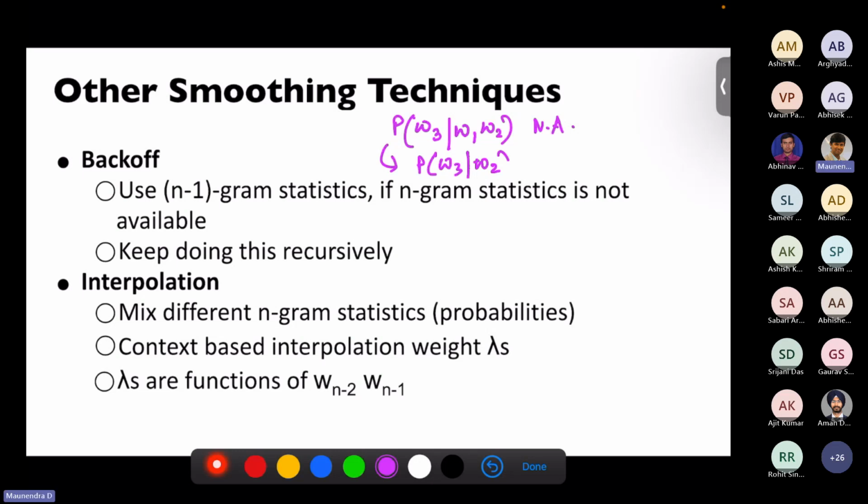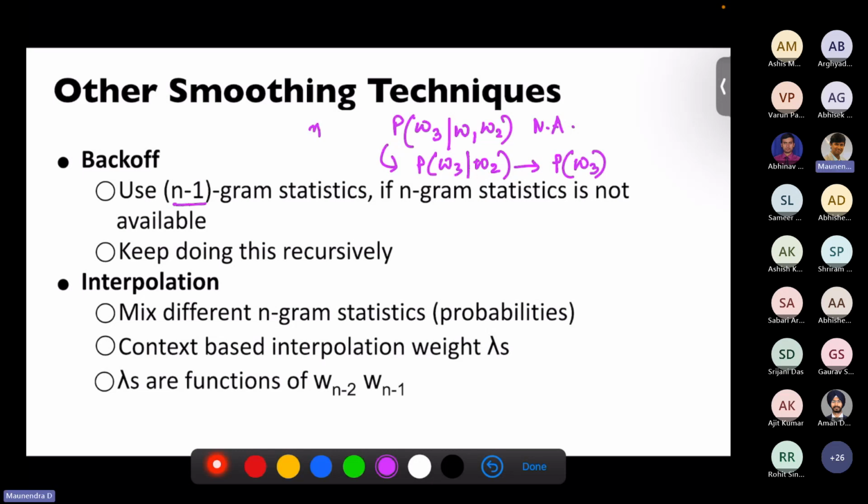Okay. Now suppose P(W3 | W2), like "rainy" given "today", even that is not there. Then you say, okay, instead of this, I'll go one level down. So this is the unigram probability of "rain". Only that I will use. So back off says you are trying to find the n-gram probability or n-gram statistics. If that is not there, you use n-1 gram statistics in place of that and keep doing it recursively. Okay, if trigram is not there, use bigram. If bigram is not there, use unigram.